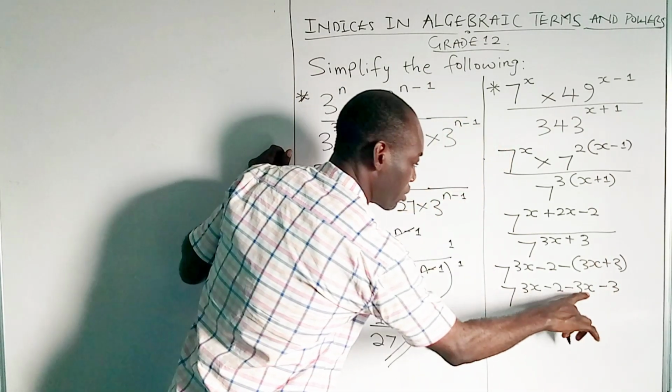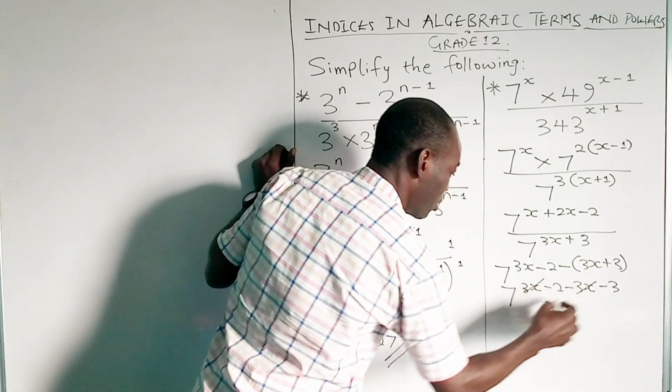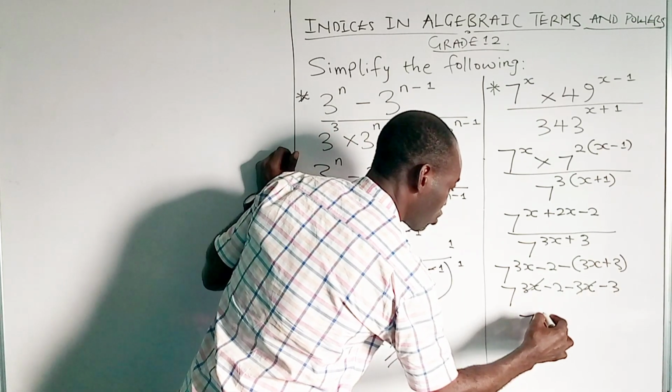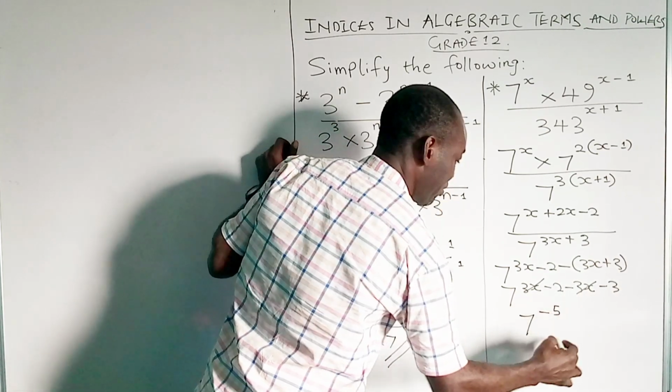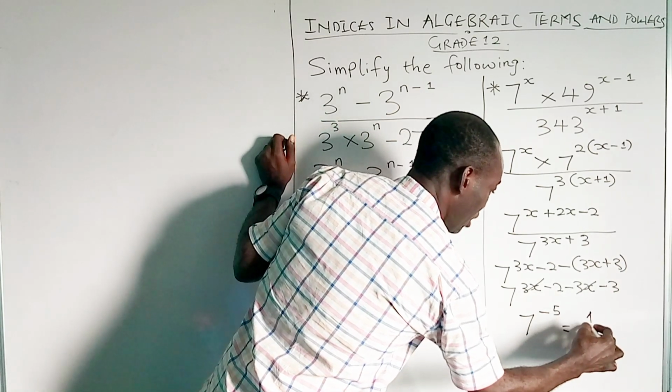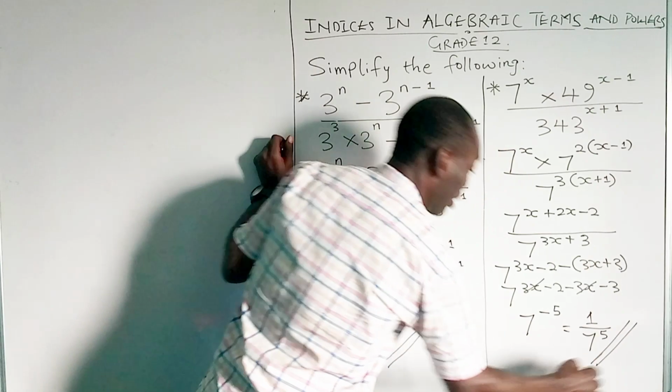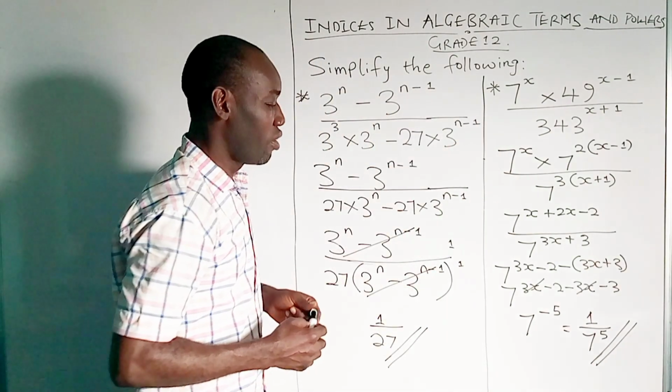Now 3x minus 3x will give us 0. Then minus 2 minus 3 will give us minus 5. So the solution there is 7 raised to the power minus 5. Then 1 put in the fraction, that will be 1 over 7 to the power 5. And that's the solution to that very expression.